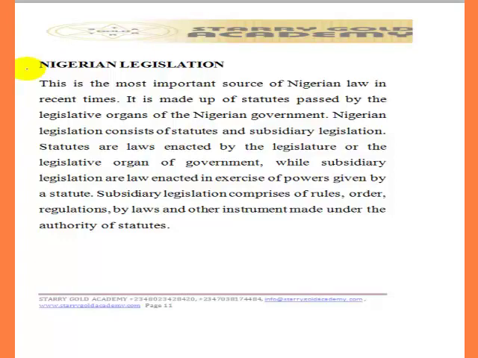Nigerian legislation consists of statutes and subsidiary legislation. Statutes are the laws passed by the National Assembly or the State House of Assembly. That is what we call statutes. We also have what we call subsidiary legislation. Subsidiary legislation is law passed by any other body apart from the National Assembly or State House of Assembly.